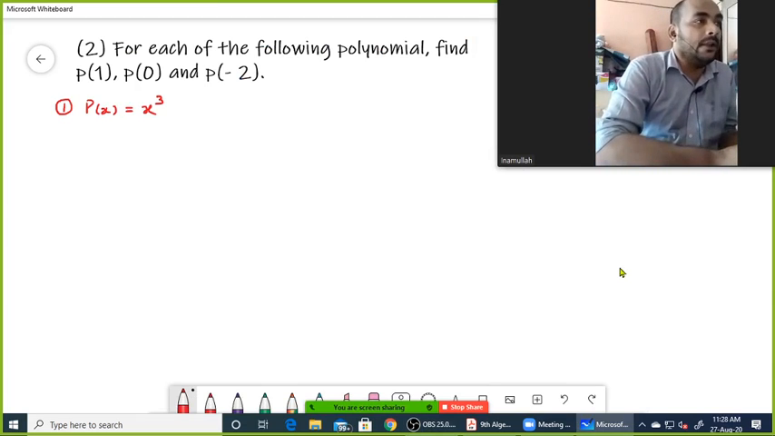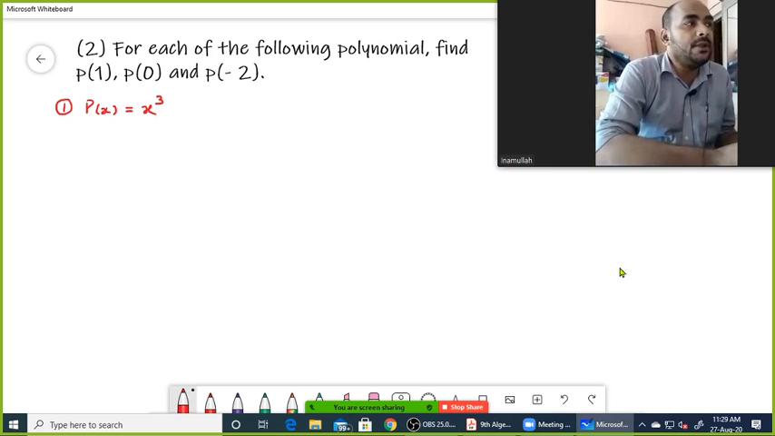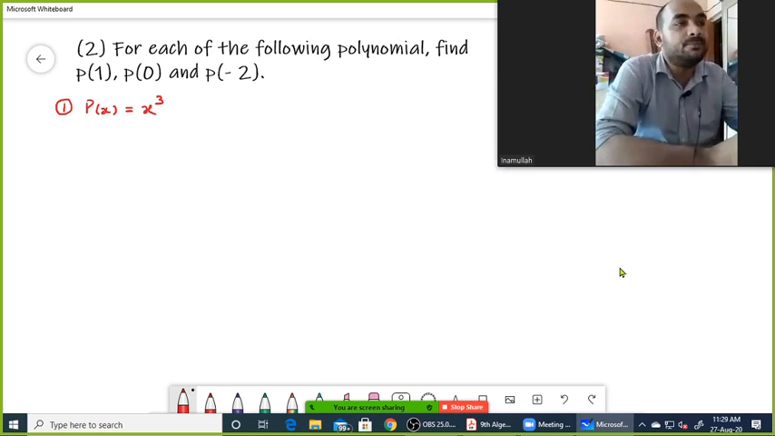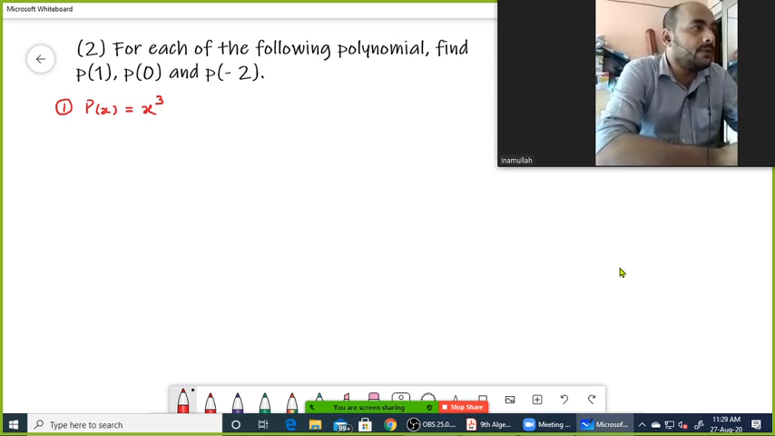For each of the polynomials, find P1, P0 and P2. So we need to find three values of the same polynomial. The given polynomial is x cube, and this is called a monomial since this polynomial has only one term. And in this polynomial, we're going to find the value of the polynomial as P1.